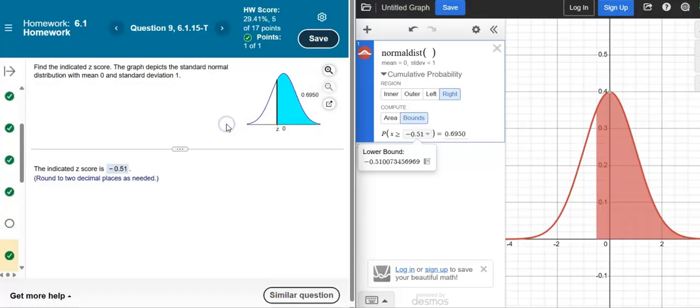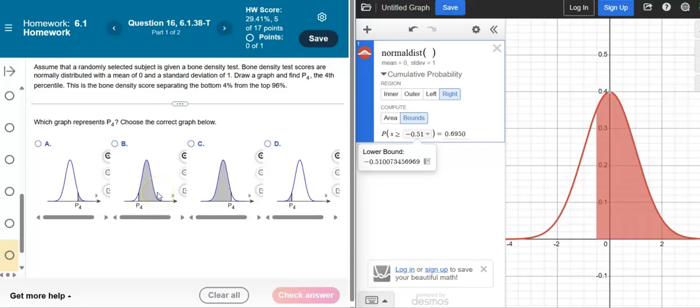So basically what it comes down to is, are they giving me z-scores? And if so, I'm finding an area between, above, below the z-score or the z-scores if they're giving me two. Or is the problem giving me the area and I'm having to find the z-score associated with that area?